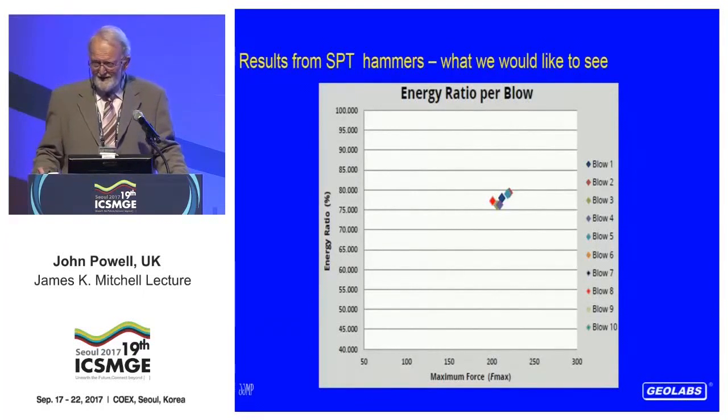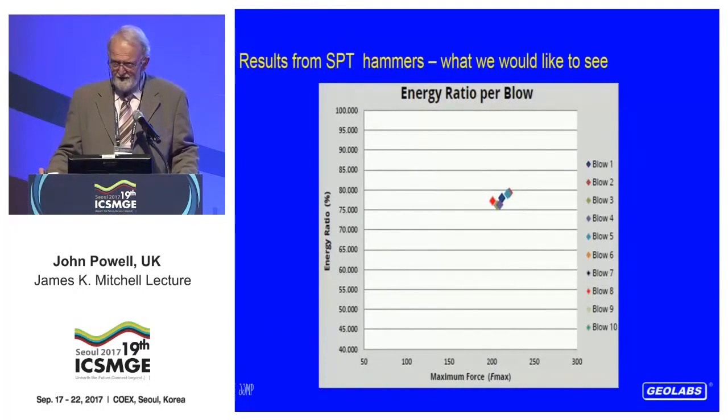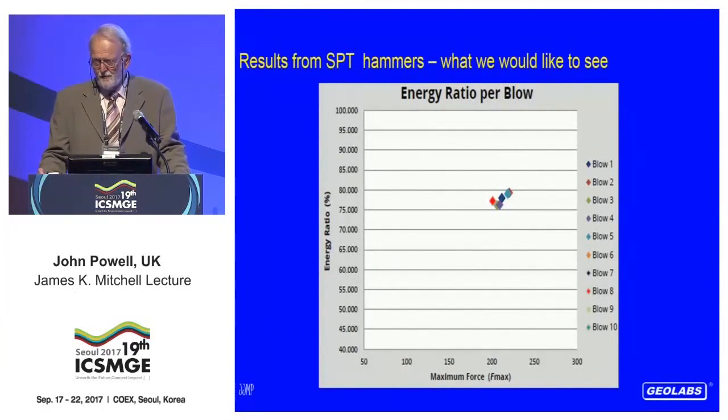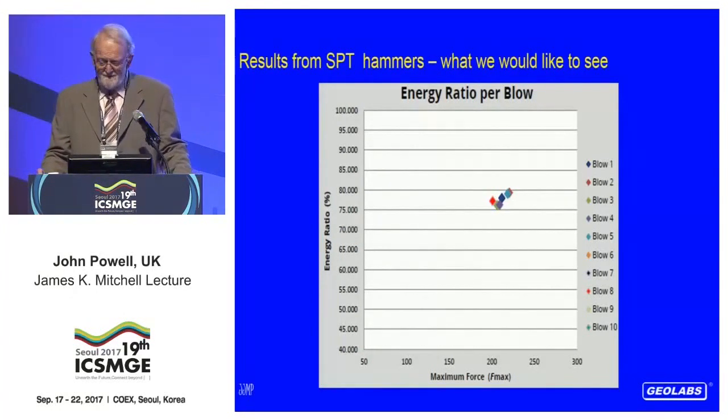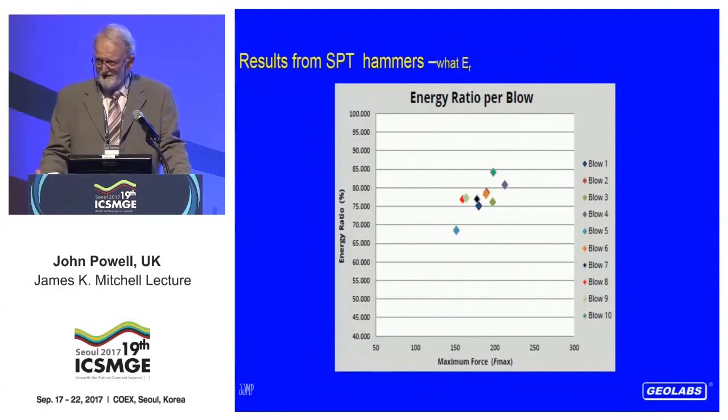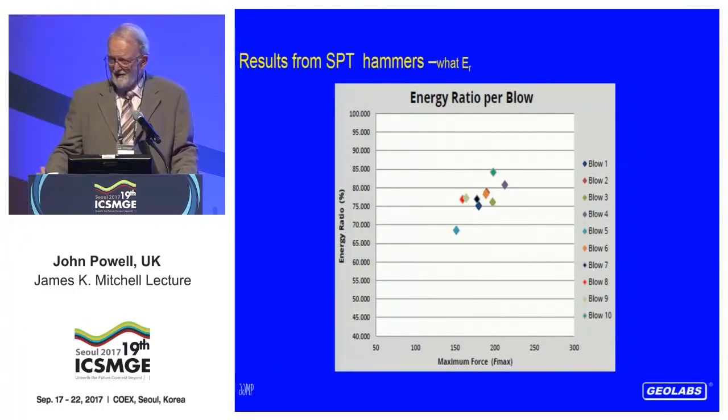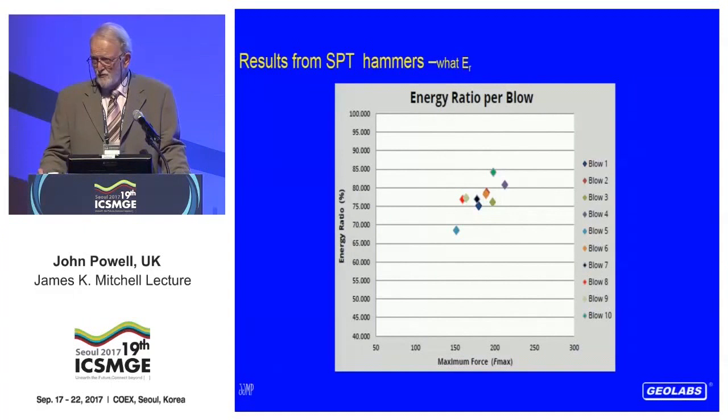Also, that is what we'd like to see from a calibration of an SPT hammer, a tight grouping, 10 successive blows. It won't be exactly the same every time, but that's pretty close. And we'd be quite happy that has an energy ratio of about 77%. That's not what we want to see, where we get erratic blows from a hammer, probably because it's worn.